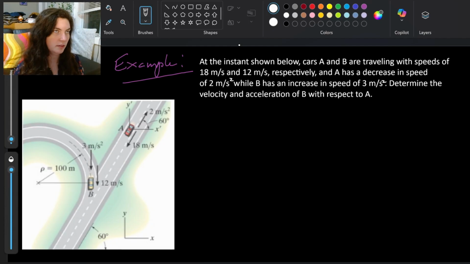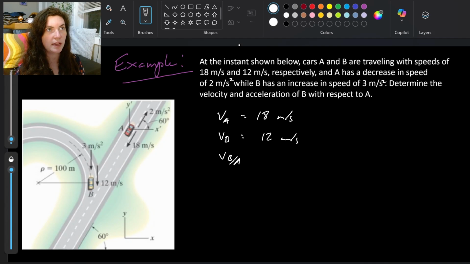Again, a lot of these, they love to be very wordy. So we've really just got to pick out all of the information that we care about. So we can see we have our velocity of A. That is going to be, and really it's a speed. This is not the vector form of it. So the speed of A is 18 meters per second. The speed of B is 12 meters per second. And we're finding velocity of B with respect to A. Sounds simple enough. We've got an equation for that.